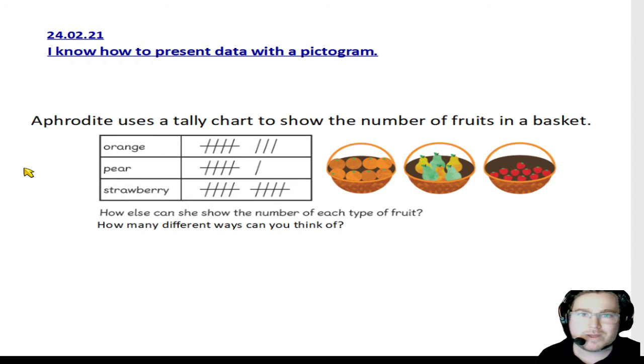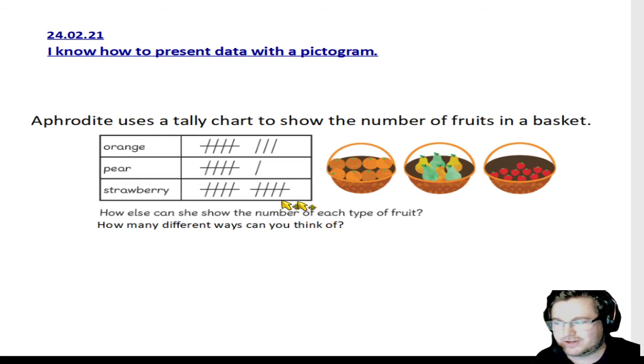But before we do, Aphrodite uses a tally chart, which we've used in Year 1, to show the number of fruits in a basket. Here they are. So we've got oranges here. Oh, I wonder if you can remember how we can count a tally chart. Pears, and finally strawberries. So I'll give you a moment just to work out how many of each fruit she has got. So pause now.